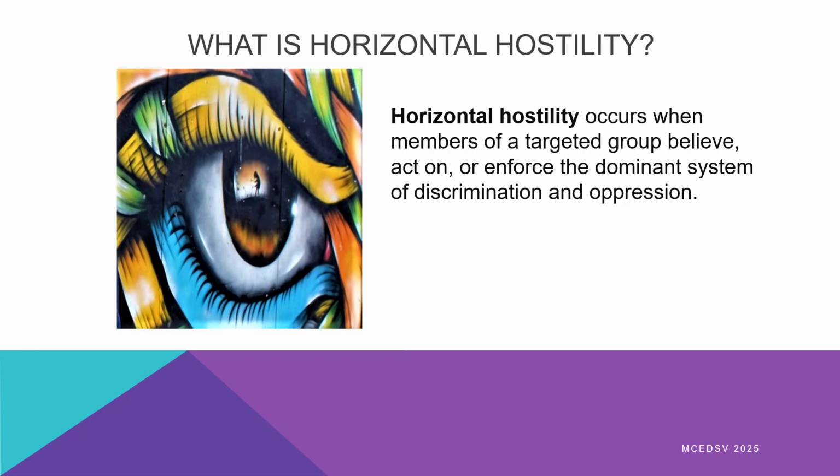In order to consider our topic today more thoroughly, we want to have a shared definition of horizontal hostility. Horizontal hostility occurs when members of a targeted group believe, act on, or enforce the dominant system of discrimination and oppression. We can think about horizontal hostility as what happens when we're facing poor conditions, whether workplace harm, policies, funding-related impacts, oppression, and shifting blame to one another rather than on the systemic cause of the oppression.